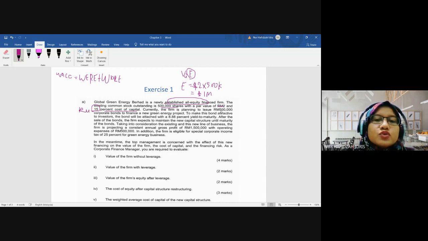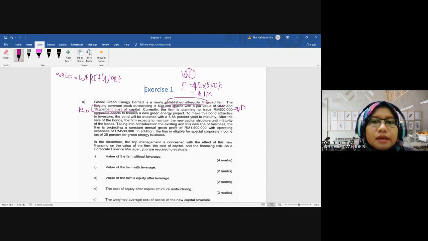Currently the firm is planning to issue 500,000 corporate bond to finance a new green energy project. So this 500,000, what do you think it is? To issue 500,000 corporate bond. When we talk about bond, what is it? Common stock represents equity. Bond is the company's debt. Yes, debt. So this is the value of the debt, 500,000.